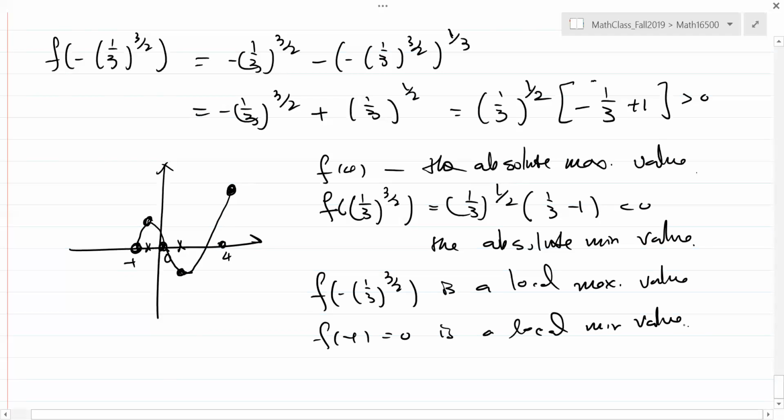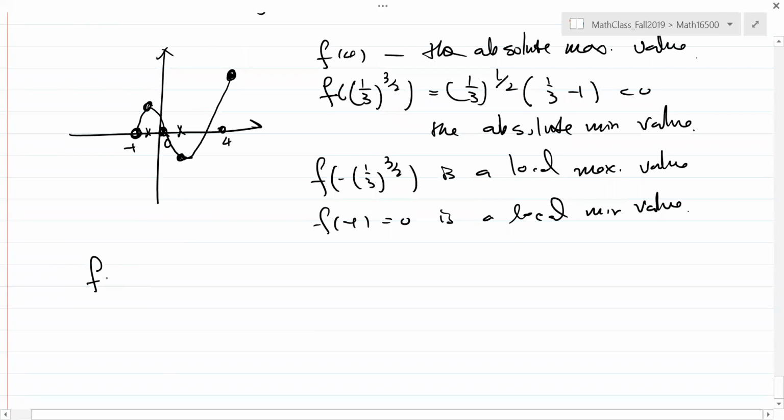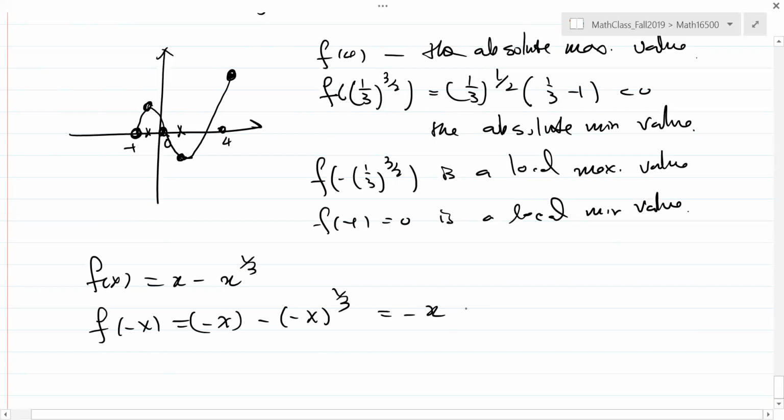So actually we sketched the graph almost. Now this graph is symmetric about the origin, not the y-axis. Let's go back to this function, x minus x to the 1/3. When you replace x by negative x and take the negative sign out, this is going to be negative x minus x to the 1/3. That's going to be negative f of x. So f is an odd function.